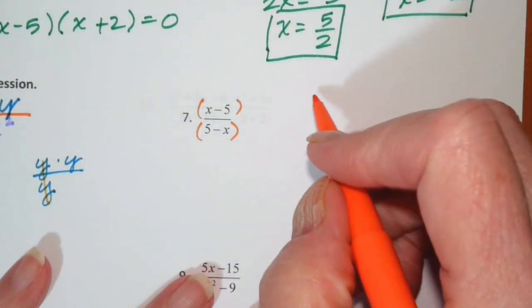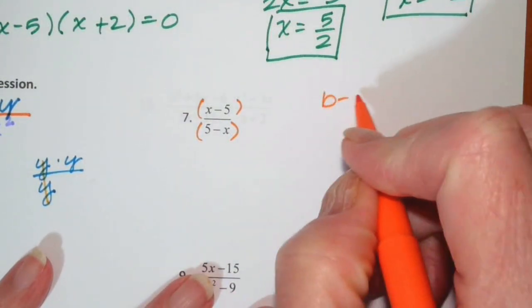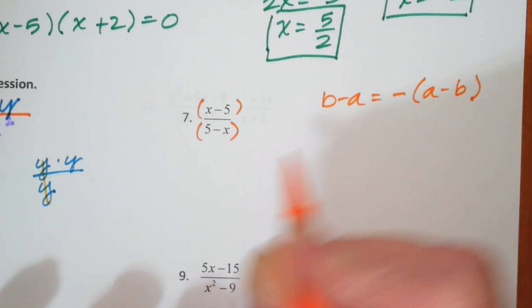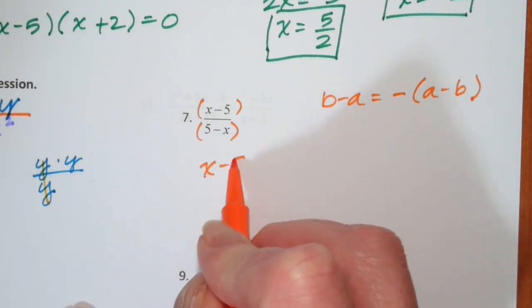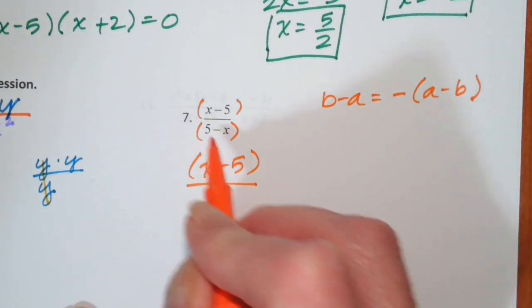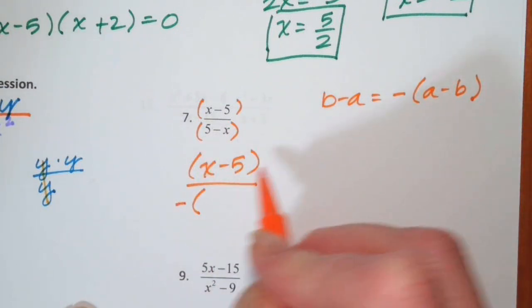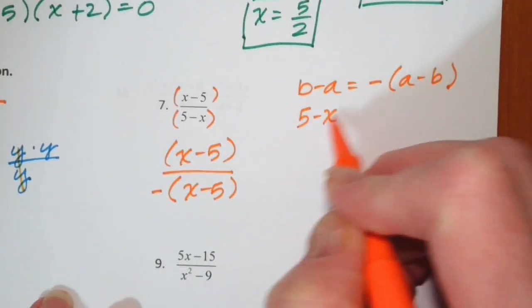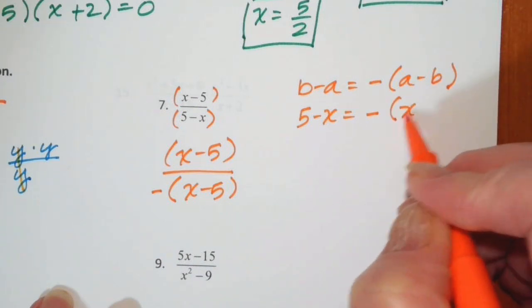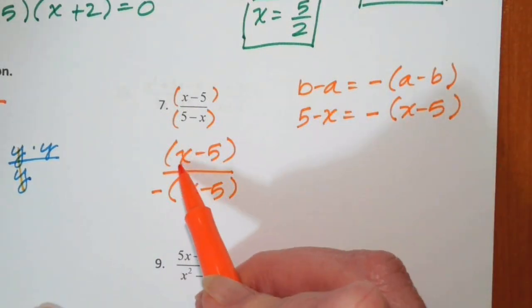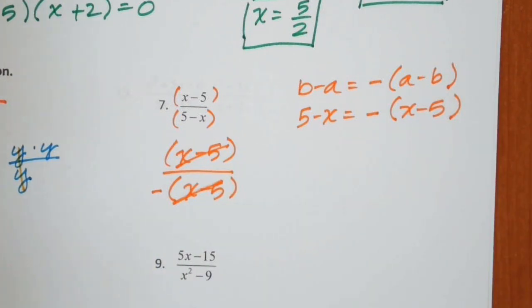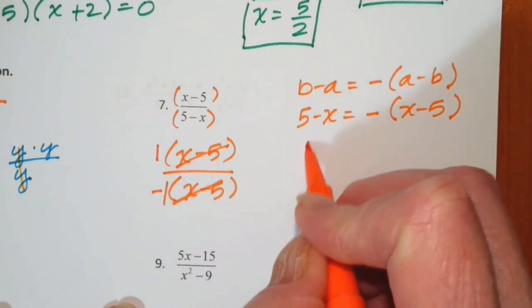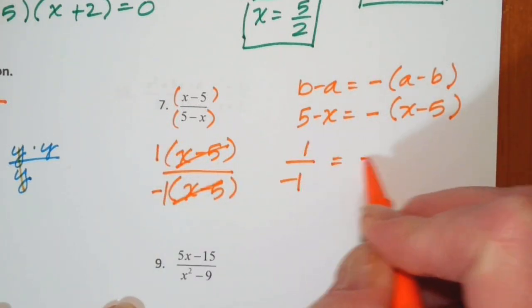But I also remember that if I have b minus a, that's the same as the opposite of a minus b. So what I can do is write this as x minus 5 divided by the opposite of x minus 5. Because following this, 5 minus x is equal to the opposite of x minus 5. So now I have a common factor of x minus 5, so that really leaves me 1 over negative 1, which is just negative 1.